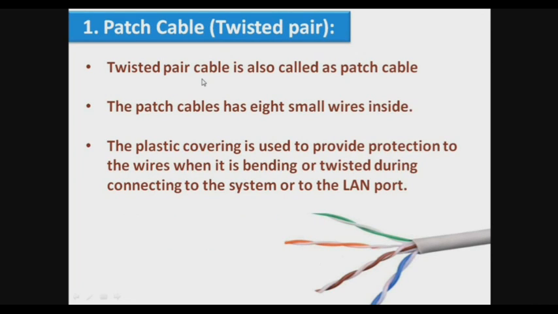The first component of Ethernet cabling is the patch cable. Twisted pair cable is also called patch cable. This patch cable has 8 small wires, grouped into 4 pairs, where 2 wires are twisted into 1. So totally 8 wires are grouped into 4 inside a single unit.